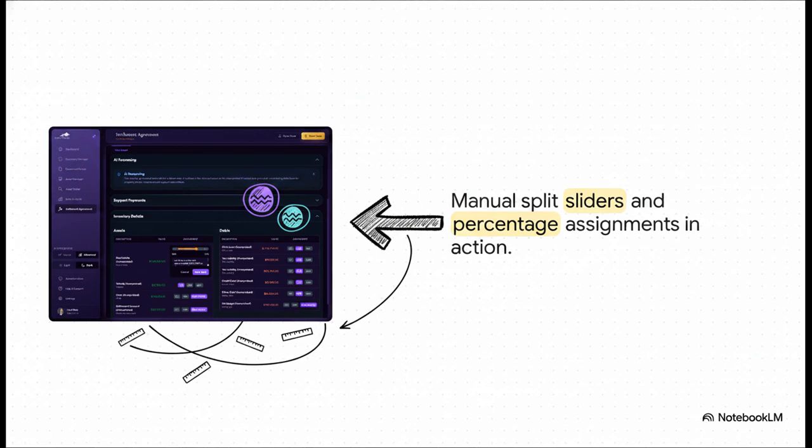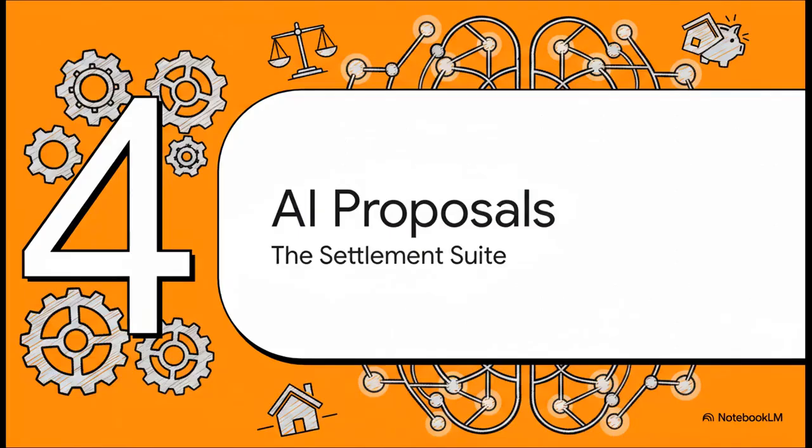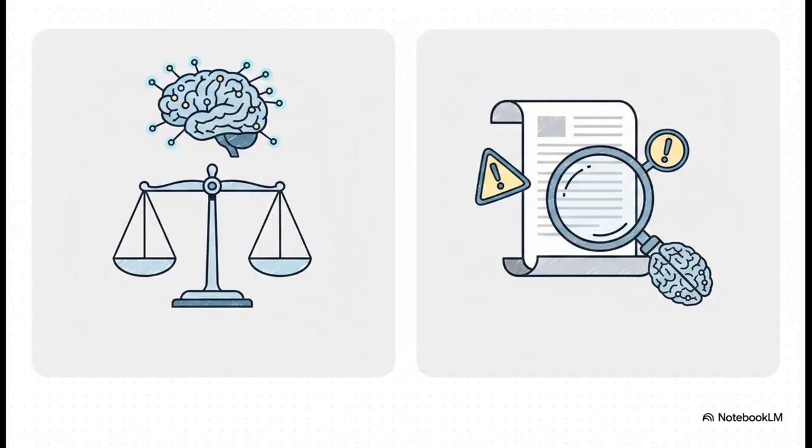It's completely transparent, local, server-independent math that gives you total, hands-on control over the manual division. But what if you want some computational help? Let's move to Section 4, AI proposals and assessments. This is where we introduce the Settlement Suite. Within the Settlement Suite, you literally have 2 absolute superpowers at your disposal.